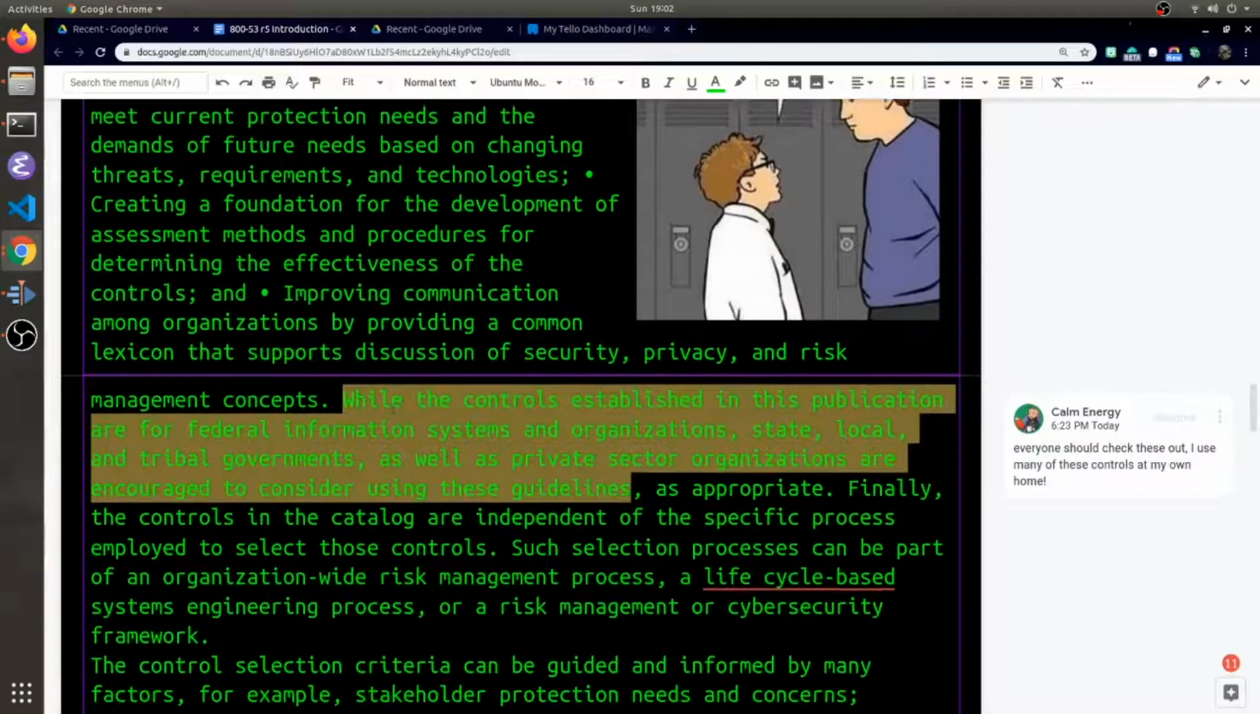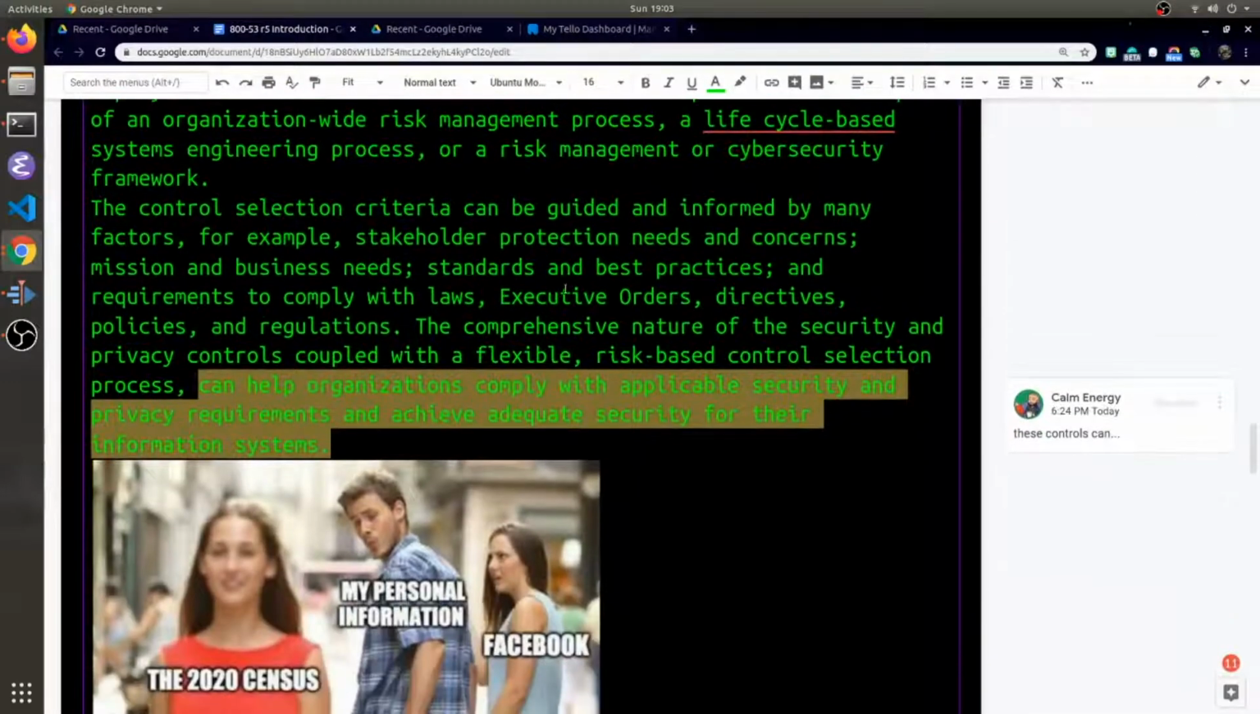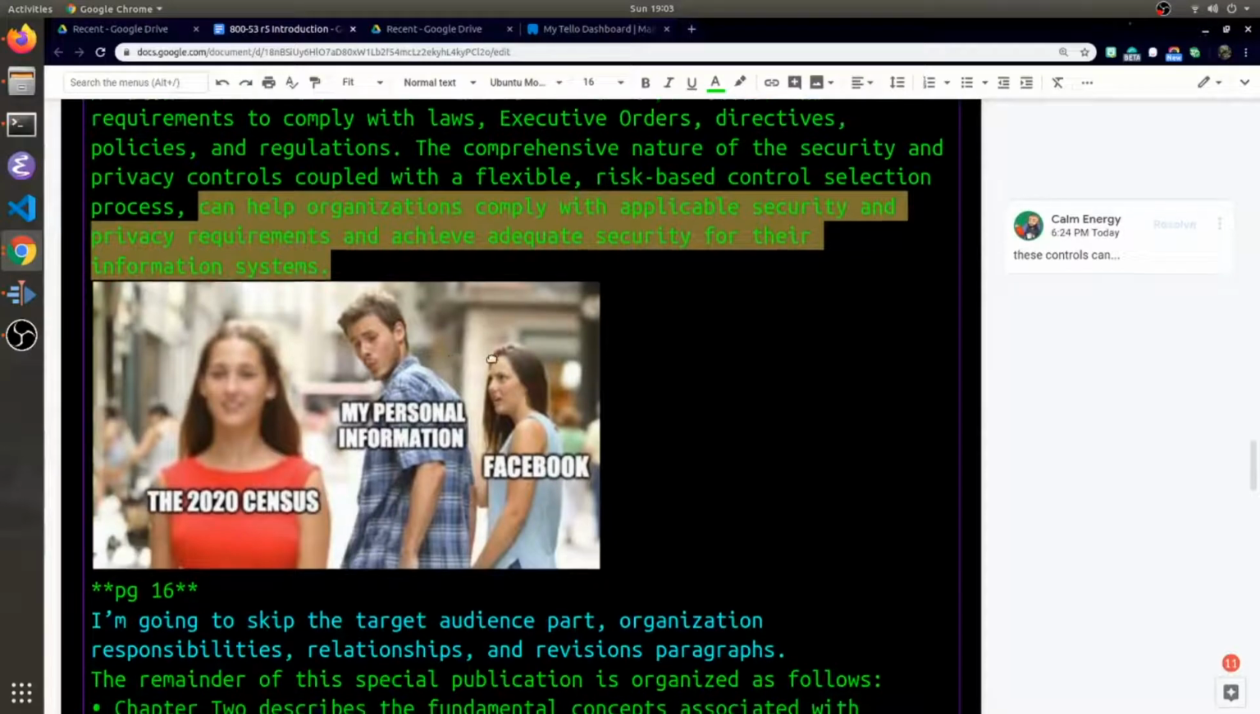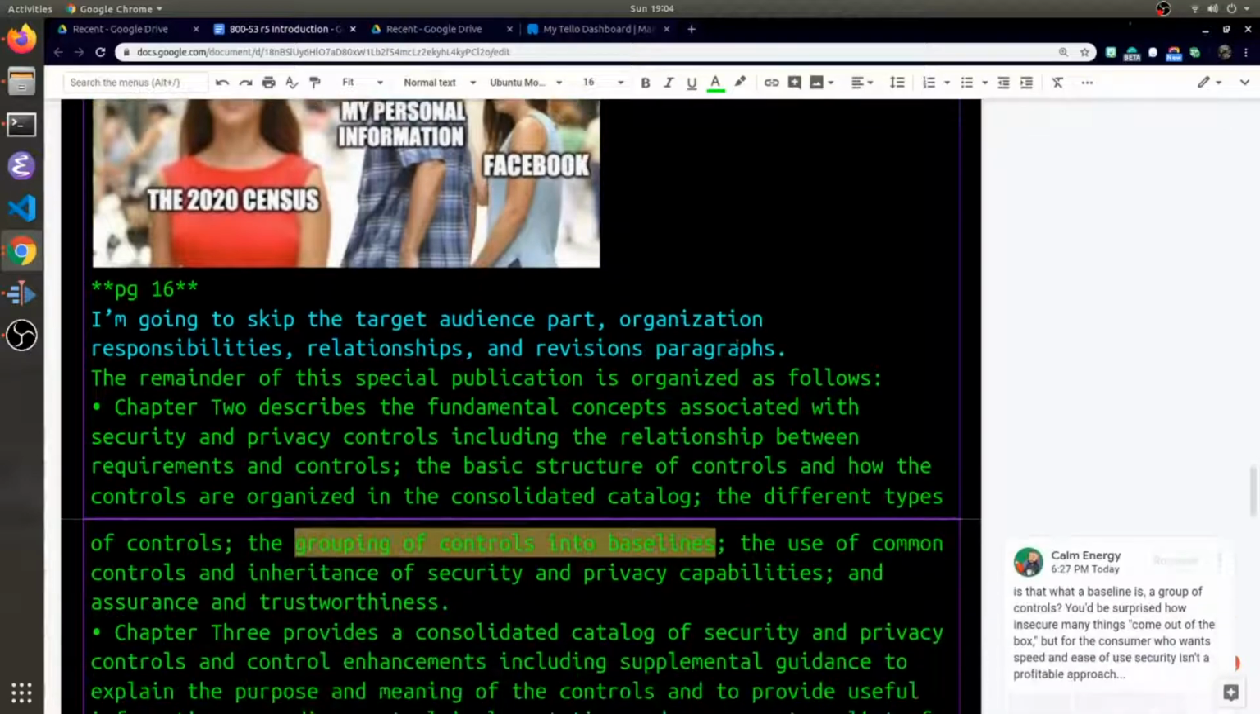They say here that while the controls established in this publication are for federal information systems and organizations, state and local and tribal governments, as well as private sector organizations, are encouraged to consider using these guidelines. That's why I put this meme right here, actually, because how many people do you think will really respond to this encouragement? I wish more did. Even at the lowest level, I'm using these controls at home. If more people did, we wouldn't have situations like Equifax. And Equifax isn't the only example. These controls are here to help you achieve adequate security for your information systems.